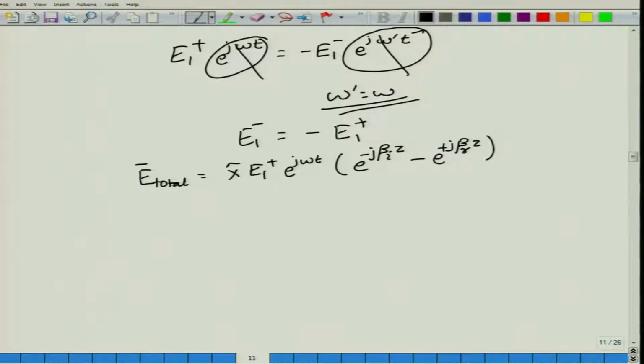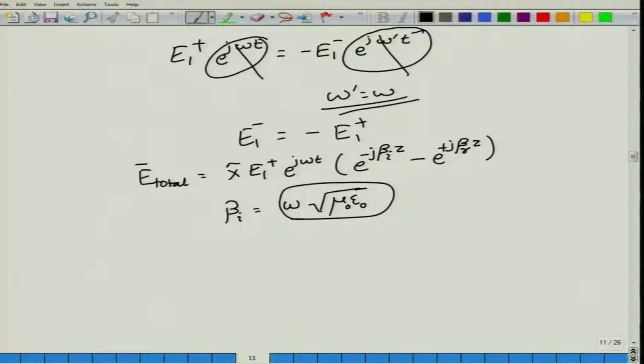Should they be different or should they be equal? Look at what is beta I. Beta I depends only on the frequency omega, and we have shown that the reflected wave also has the same frequency omega and square root of mu naught epsilon naught, because we are considering air in this example. So, none of this actually depends on the direction, right.